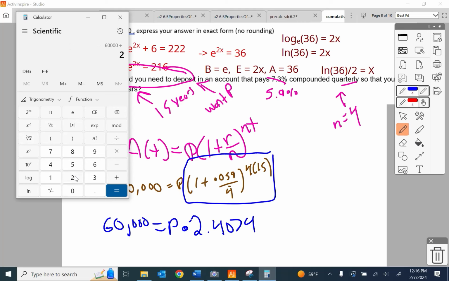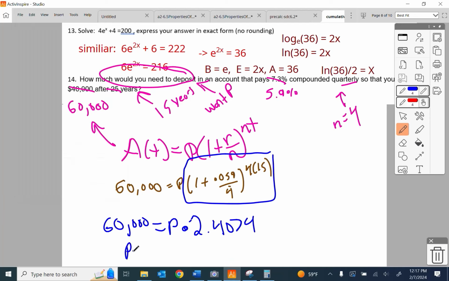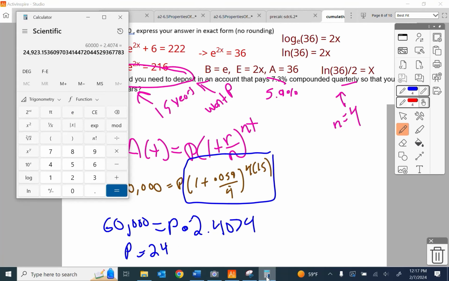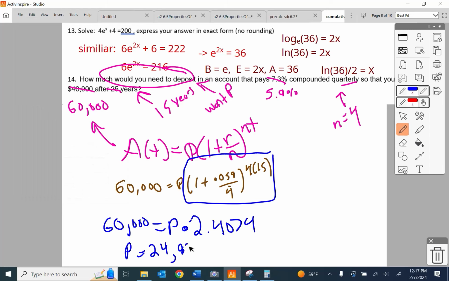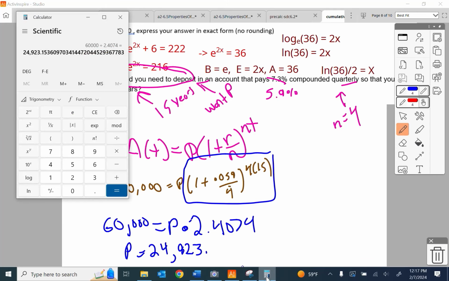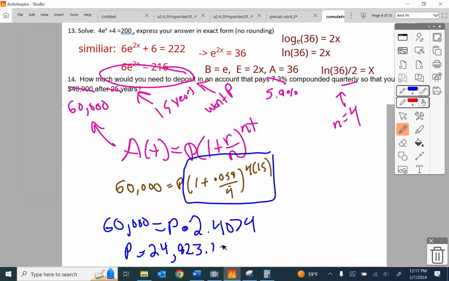divided by, the only reason I'm actually using this calculator is so I don't have to listen to the crap about I don't have a calculator. There you go. $24,923.15. 24,923 and 15 cents. That's what you've got to invest.